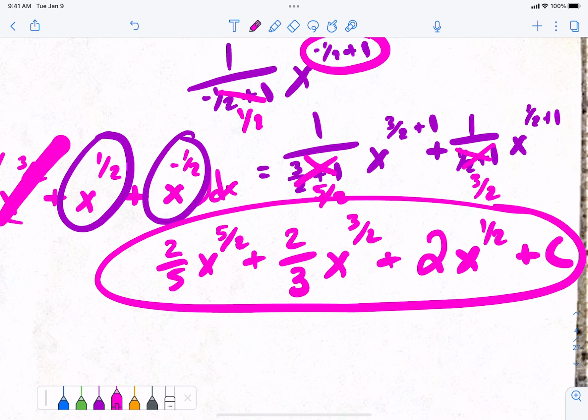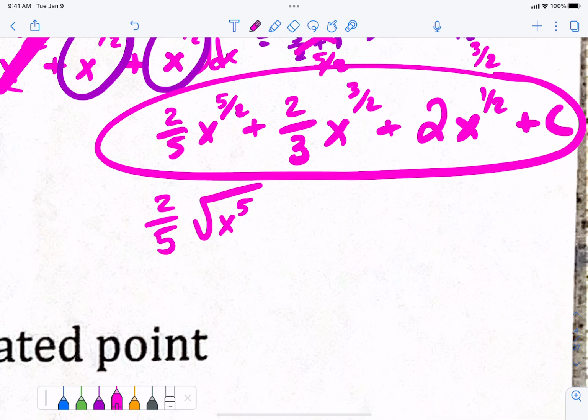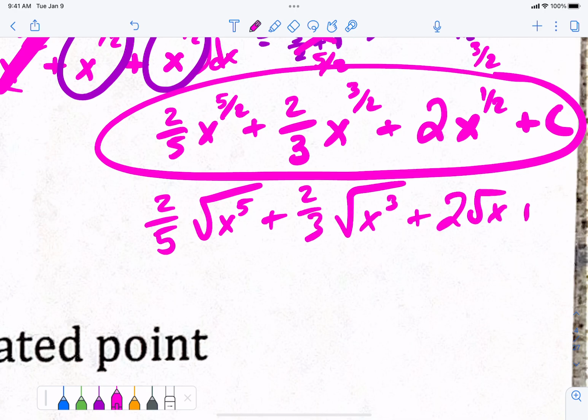So if you get to that point and you leave your answer like that, I will accept it. Technically, this is 2/5 the square root of x to the 5th plus 2/3 square root of x cubed plus 2 square root of x plus C. That's technically what it is, okay? So if you want to write it like that, that's fine. If you get it to just that fractional exponent, that's fine too, okay? Good?